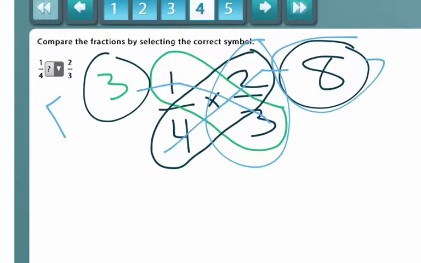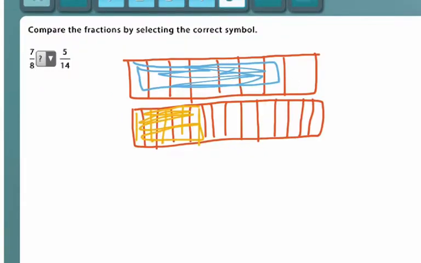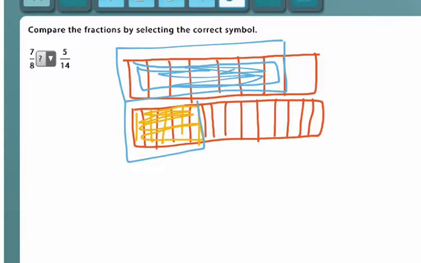This problem I decided to do comparison bar model because it was easy to draw 7/8 and 5/14. You can see that 7 parts out of 8 parts is going to be much greater than 5 parts out of 14 parts. The trick to this is make sure you're drawing parts that are similar in size so you can compare them.